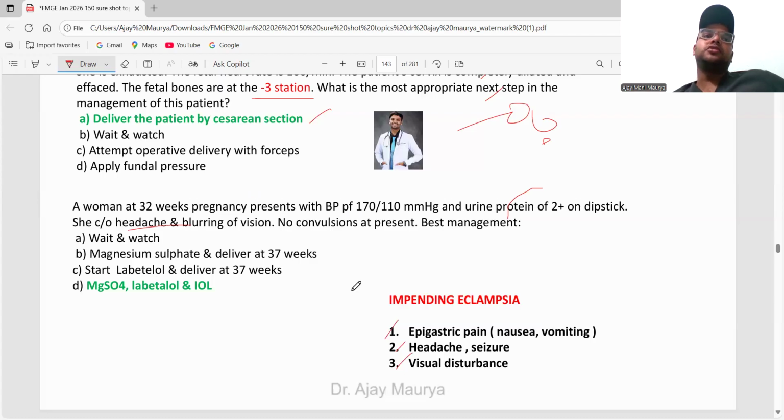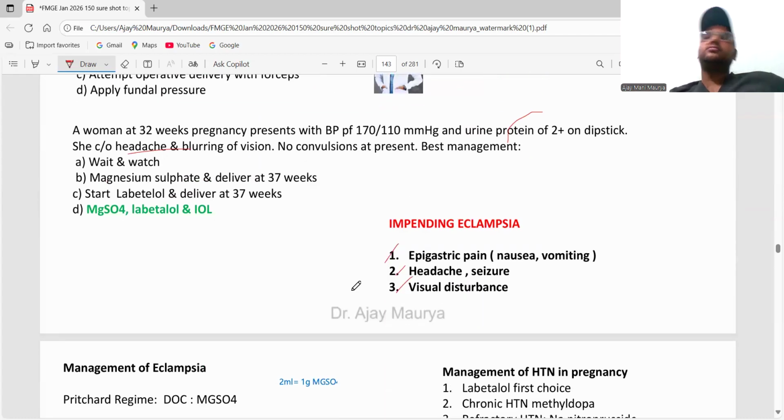For that, you have to give MgSO4 first, with the BP, because the BP is 170. You have to give MgSO4 and labetalol for the BP, MgSO4 for the eclampsia, and you have to do induction of labour.